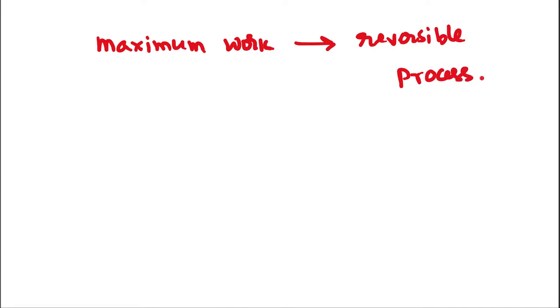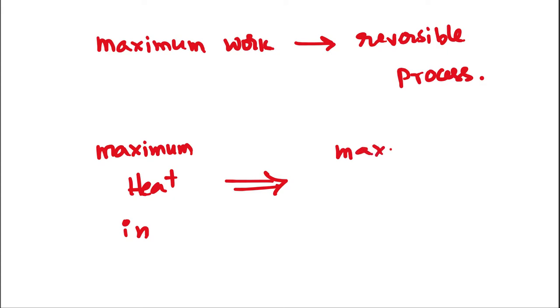That means maximum heat going inside. So what we can write here? Maximum heat into the system and maximum work coming out of the system. This is the isothermal process. So we have derived the work done for isothermal reversible expansion, isothermal irreversible expansion, and also free expansion. Now the next process is the adiabatic process.